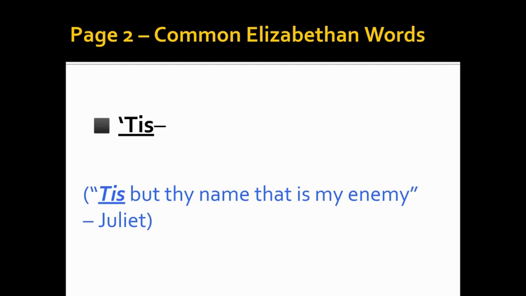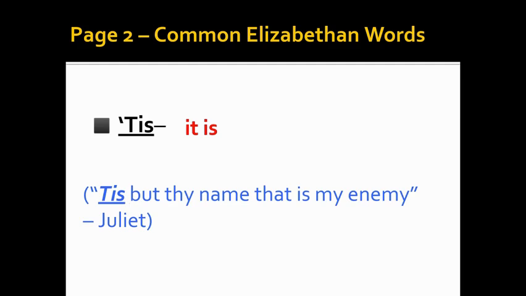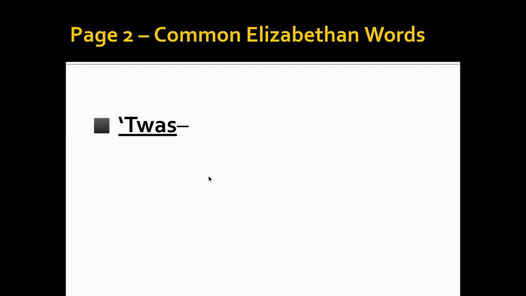'Tis. I think we know this one because it's basically, it is. 'Tis. But thy name that is my enemy. Just a contraction connects the two words together. 'Twas, we probably know, like 'twas the night before Christmas. It was. Another contraction. 'Twixt, a certain candy bar, makes this easy to remember, means between two things. And so you might say, he came 'twixt us, between us. Whence looks like it would be when, but of course it's not. It's where. Whence is where.